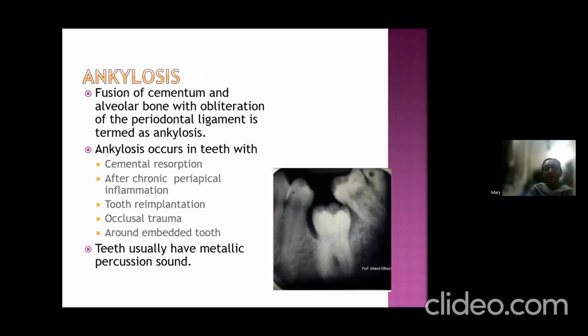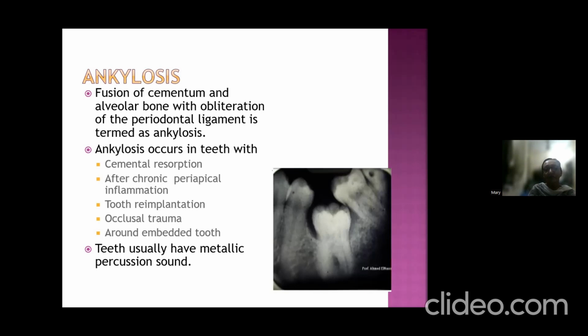And then yet another condition which occurs is the fusion of cementum to the alveolar bone with obliteration of the periodontal ligament, which is known as ankylosis. So ankylosis mainly occurs when there is cemental resorption, or it occurs post-periapical inflammation, or it can occur in tooth reimplantation, occlusal trauma, and also in an embedded tooth, that is a tooth which is not fully erupted.